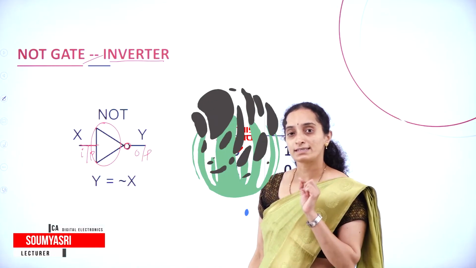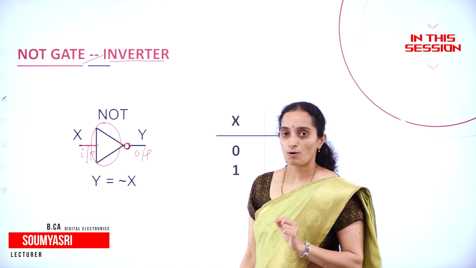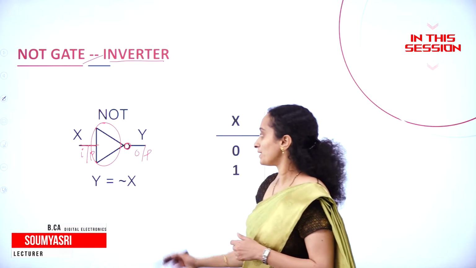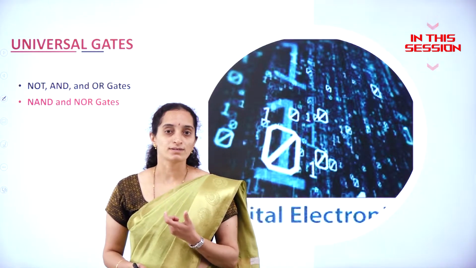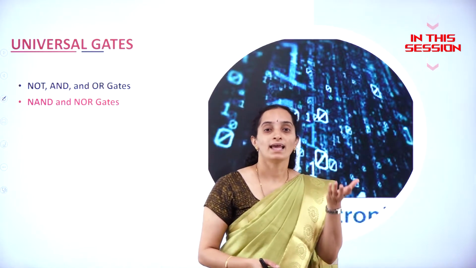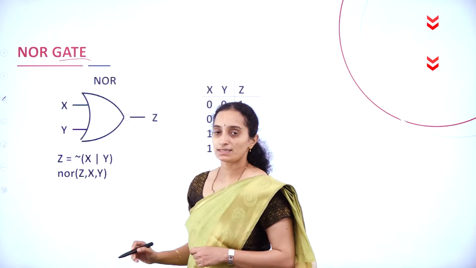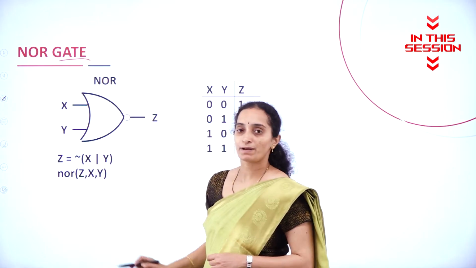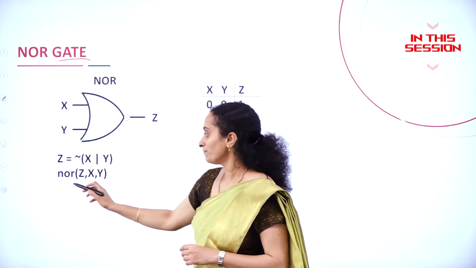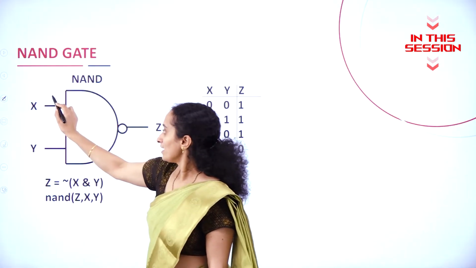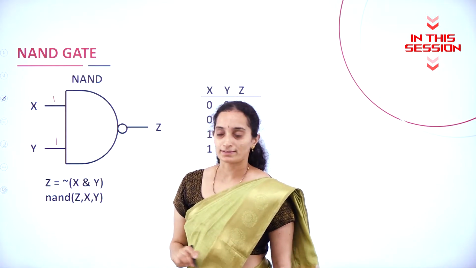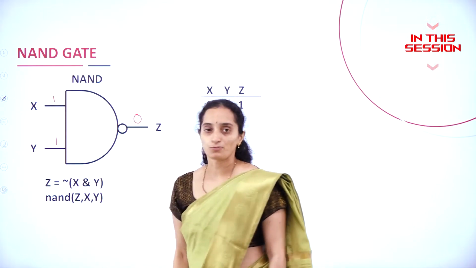The circle always represents the invert operation, or reverse operation, or complement operation. You can use these universal gates to create any circuit. It can be represented as Z equals complement of X or Y. The last case, if you take two ones, then the output will be 0.